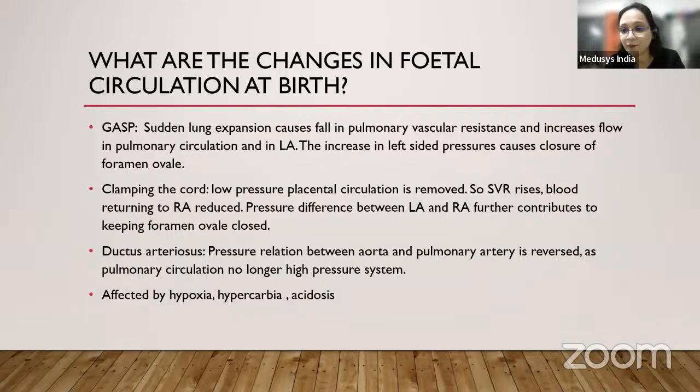Second point would be the first gasp, what it caused. PVR falls because of sudden lung expansion in fluid-filled lungs, and then pulmonary circulation is increased. So more and more blood comes to the LA, giving rise to more and more pressure on the left side. And the third point he also perfectly covered: pressure reversal between the aorta and pulmonary artery gives rise to closure of the ductus arteriosus.